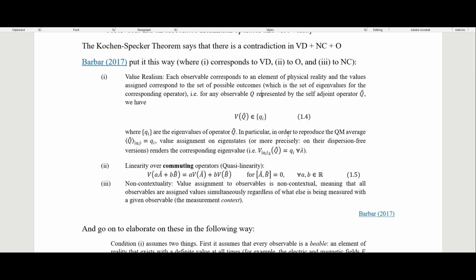In particular, in order to reproduce the quantum mechanical average, this is the expectation value of Q hat here. So we're finding the average value of our eigenvalue. So value assignment on eigenstates, or more precisely on their dispersion-free versions, renders the corresponding eigenvalue. So we have that the eigenvalue for this operator here is equal to the eigenvalues for all lambda, lambda here being our hidden variables.